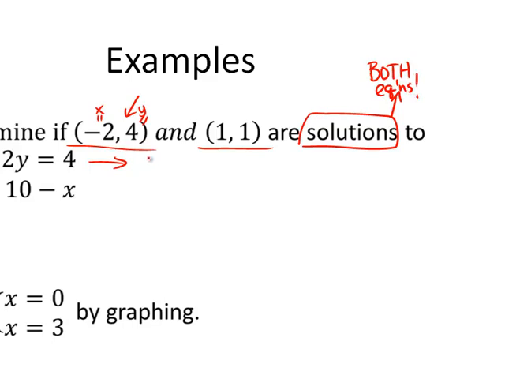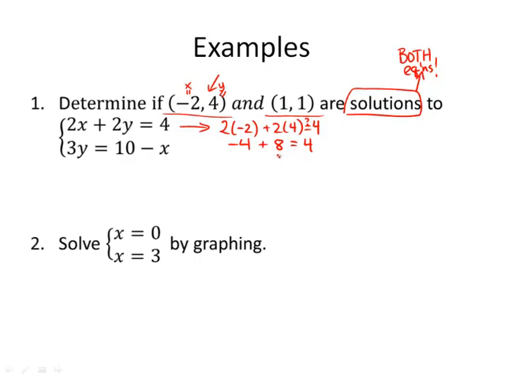So, let's check it out. 2 times -2 plus 2 times 4, does this give us 4? -4 plus 8 equals 4. Correct.